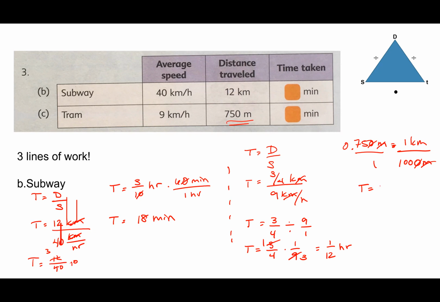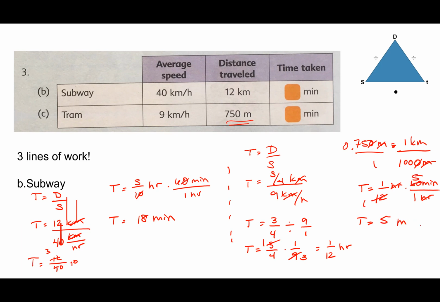Okay, so let's go ahead and convert that. 1/12 of an hour times 60 minutes per 1 hour. And my time equals what? I had the wrong thing. There we go. 1/12 times 60, yes, 5 minutes. Good job.